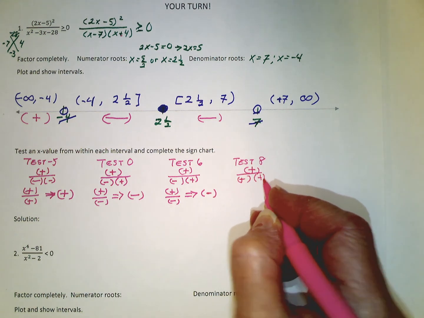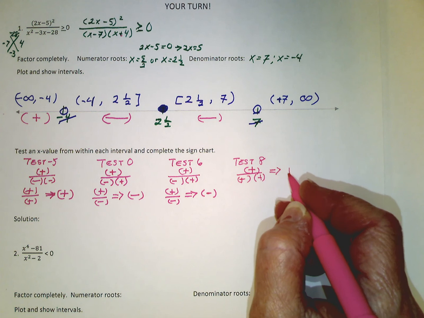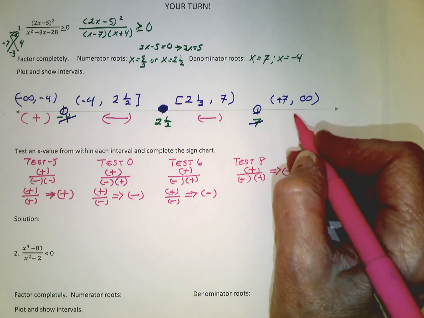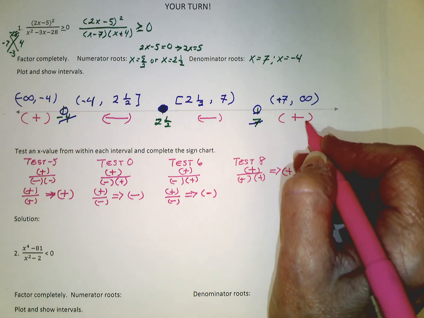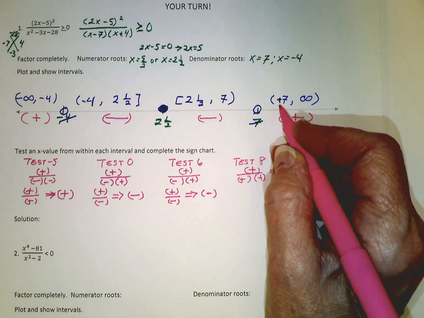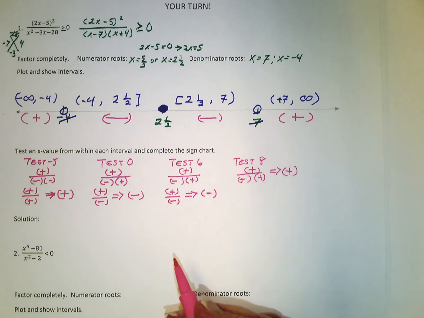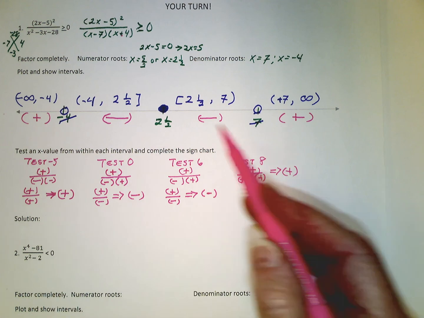So we have positives all over the place. Conclusion, positive fraction from beyond 7 on up. All right, so we have our sign chart right here. It's our sign chart.